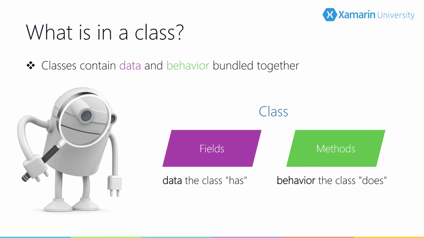Now, on the other hand, we have behavior. These are the actions or the things that the class can do. So we implement those actions through methods. For example, in that car, we would have things like lock the door, turn on radio, drive, maybe reverse. These are the actions, the things that the class can do.